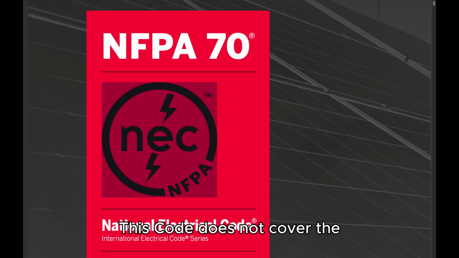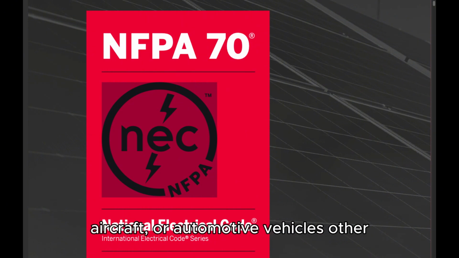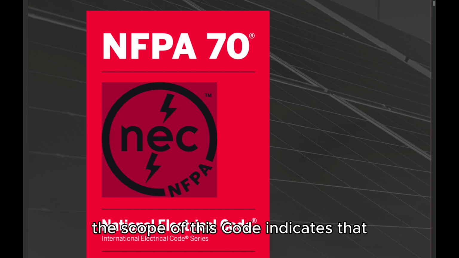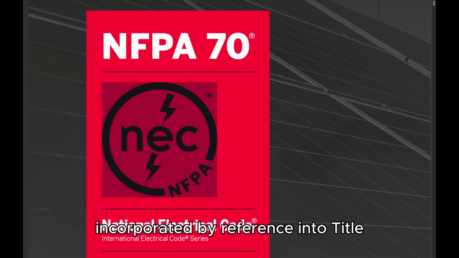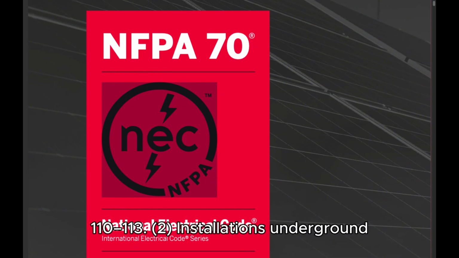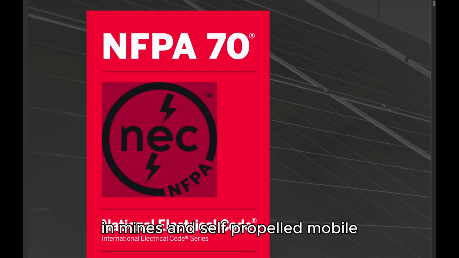B. Not Covered. This code does not cover the following: 1. Installations in ships, watercraft other than floating buildings, railway rolling stock, aircraft, or automotive vehicles other than mobile homes and recreational vehicles. Informational Note: Although the scope of this code indicates that the code does not cover installations in ships, portions of this code are incorporated by reference into Title 46, Code of Federal Regulations, Parts 110-113. 2. Installations underground in mines and self-propelled mobile surface mining machinery and its attendant electrical trailing cable.